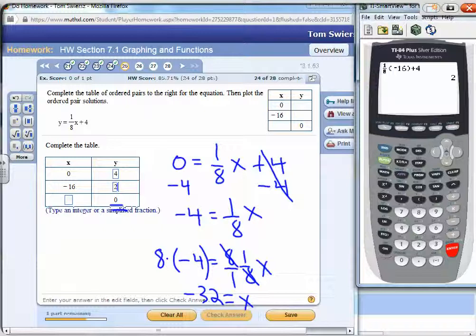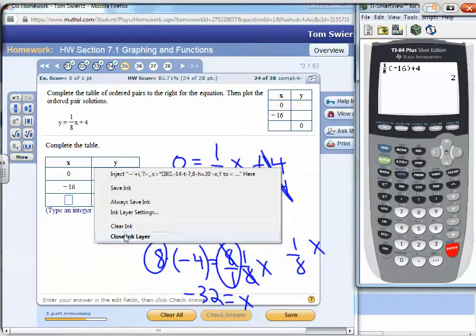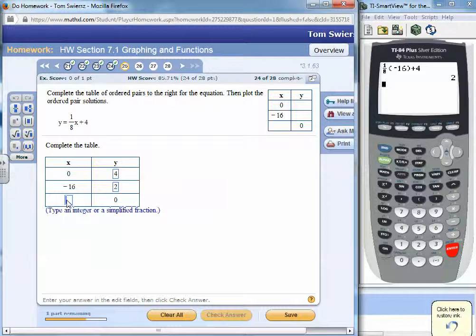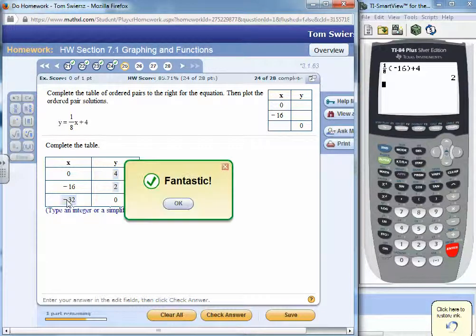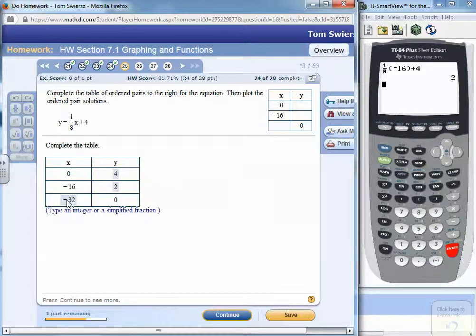You put in 0 for y. You subtract 4 here to get rid of this 4, but then the 1/8 x is really 1/8 in the denominator, so we had to multiply both sides by 8 to undo the 1/8 to get x, and then 8 times negative 4 is a negative 32. Let's put that in to make sure we're correct. And that is indeed the correct answer.